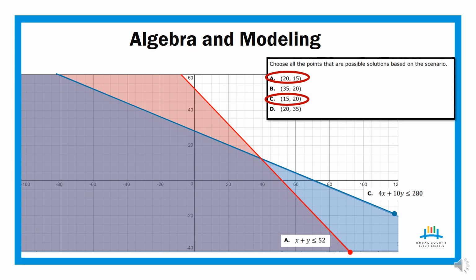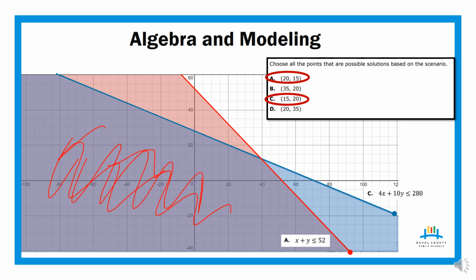The solution area is the set of points that make all the inequalities true. That means this area right here, which is the combined shaded areas of the pink and the blue. So now let's test our points. Point A is in the combined shaded area, so this point makes the inequalities true at the same time. So we would select point A, which we have already done.